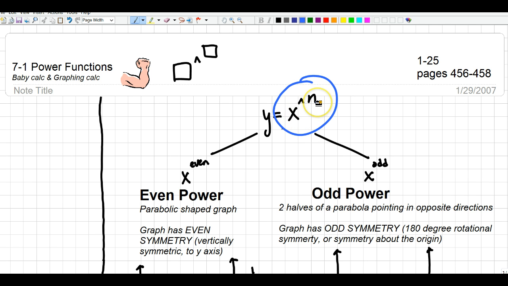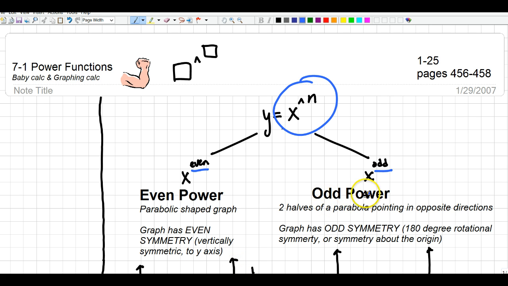When you raise something to a power, there are two results. The power could either be an even number or an odd number. The even-powered power functions are parabolic in shape. Know that x to the second is the only one that's officially labeled as a parabola. The other ones look like a parabola, so they're called parabolic. When something is parabolic in shape, it has even symmetry, meaning it is symmetric to the y-axis vertically. We'll look at that when we scroll down and look at the graphs in a second.